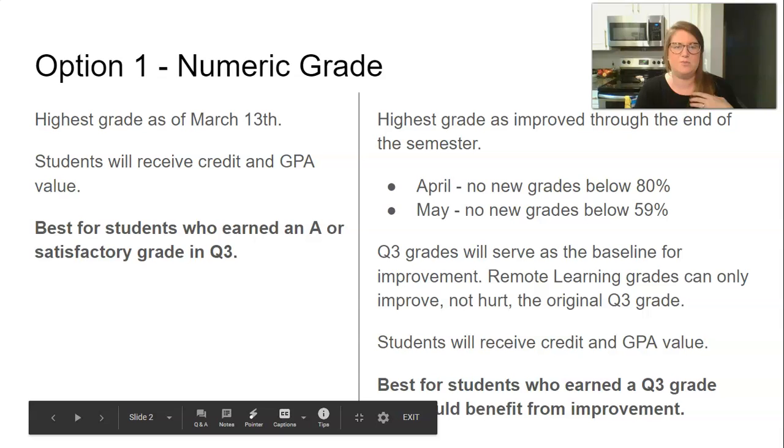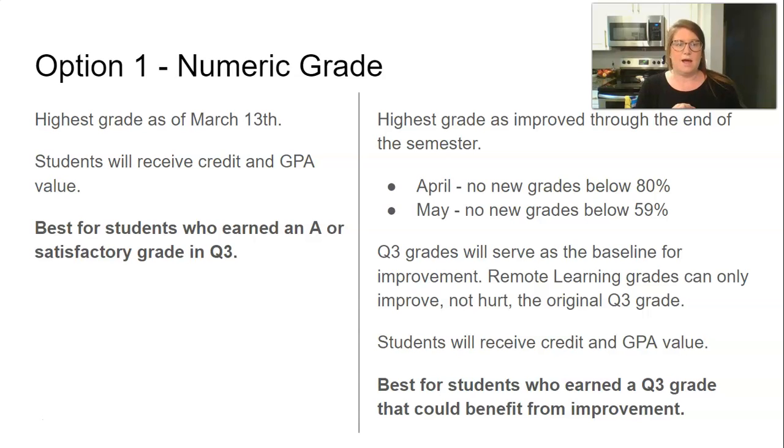So option one is a numeric grade. So it would be a number grade and then the corresponding letter grade that goes with that. Students will receive credit for this towards their diploma, as well as the GPA value that goes along with that grade. So beyond that, there's kind of two options within the numeric grade option.